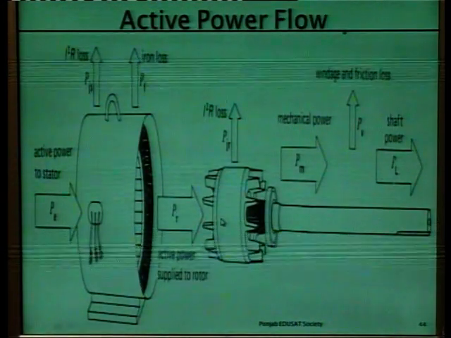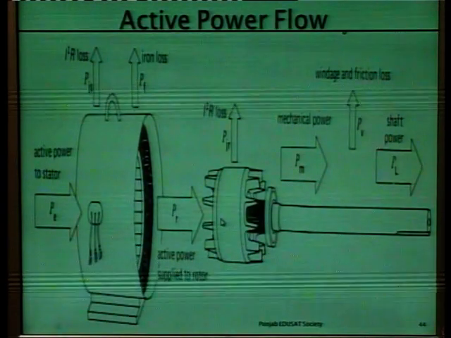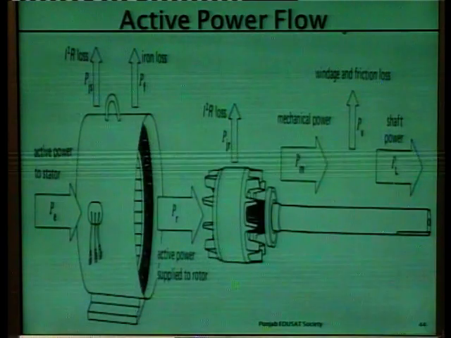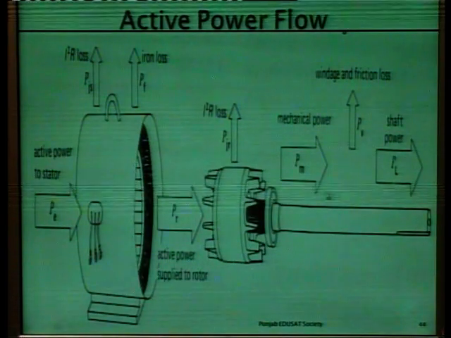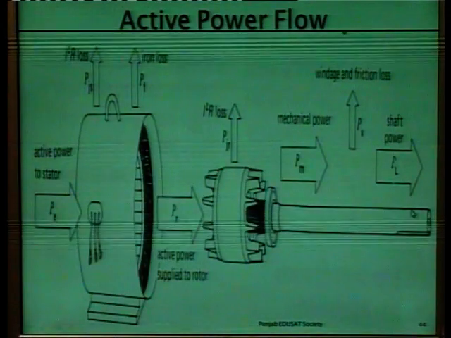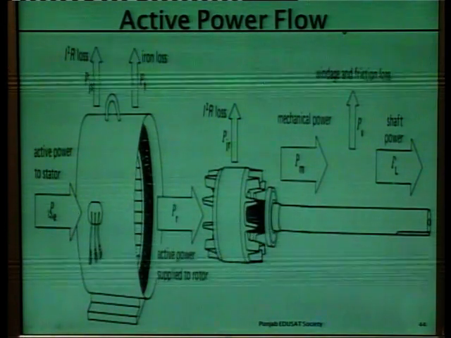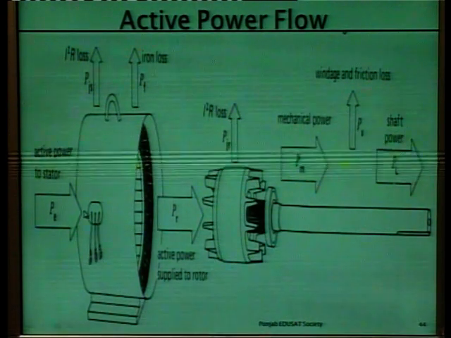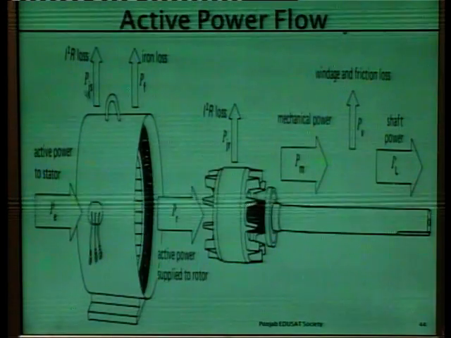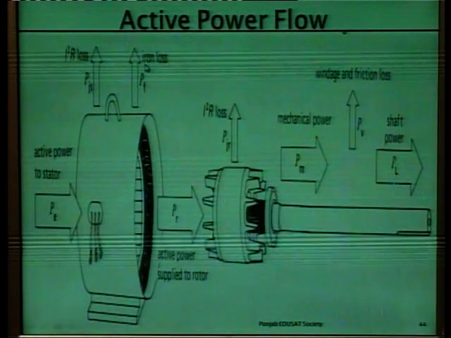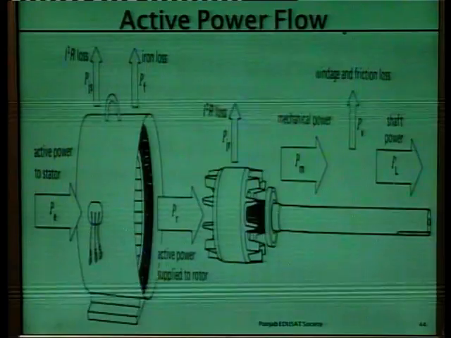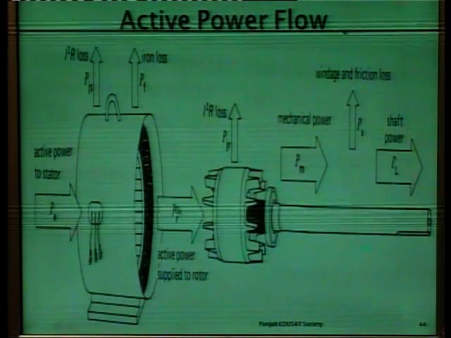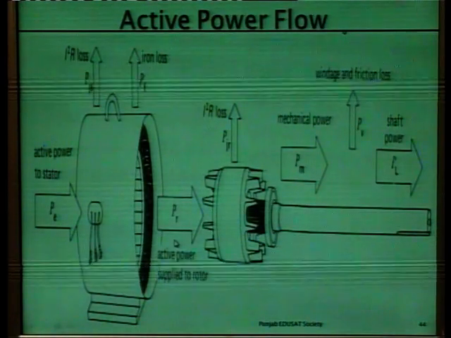This is the power flow diagram of the induction motor. We can understand how we give the input to the induction motor and how we take the output from the shaft. This is the total active power to the stator, PE, total electrical power given as input to the motor stator. In the stator there are I square R losses and iron losses, and then the output of the stator after losses is taken as the active power supplied to the rotor.